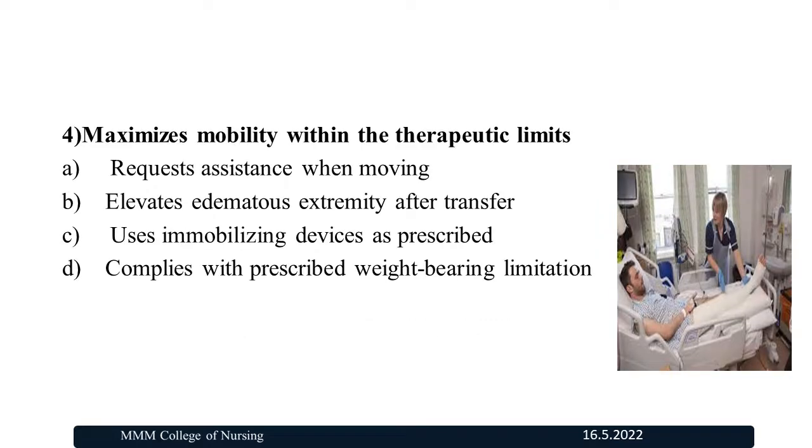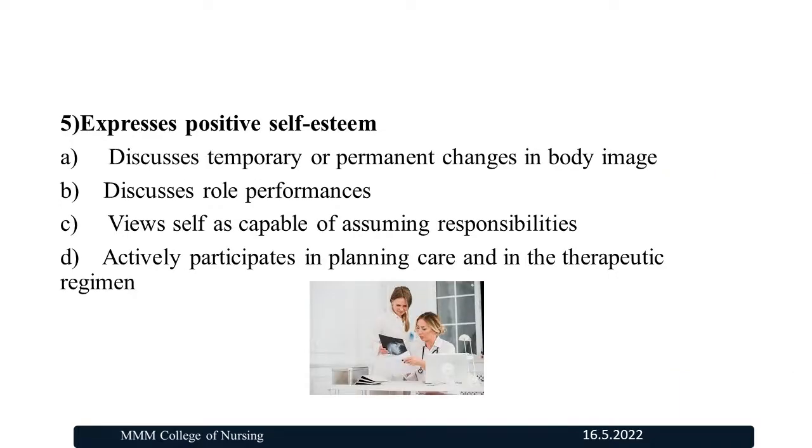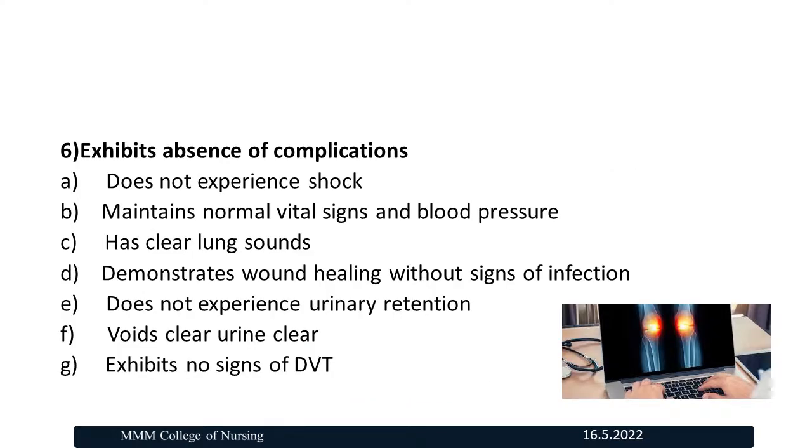The fourth: maximizes mobility within the therapeutic limits, requests assistance when moving, elevates edematous extremities after transfer, uses immobilization devices, complies with the prescribed weight-bearing limitations. Then we have to improve positive self-esteem through discussing temporary and permanent changes in body image, discussing role performance. We have to view self as capable of assuming responsibilities, actively participates in planning care or therapy. Then exhibits absence of complications.